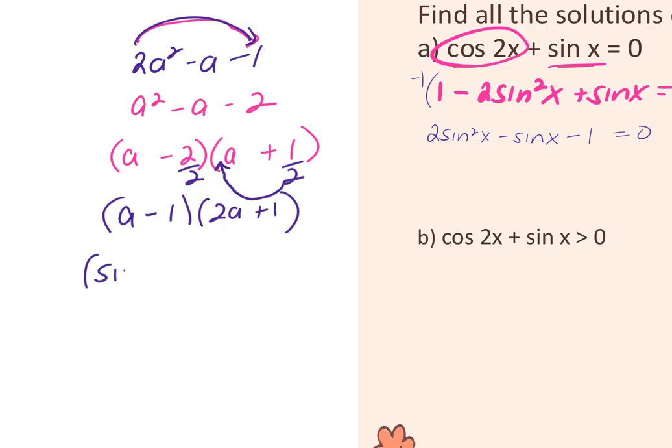So it would be (sine x minus 1)(2 sine x plus 1). If you understand that, stick to it. But not a lot of people were taught that, so don't freak out if that made no sense to you, okay?